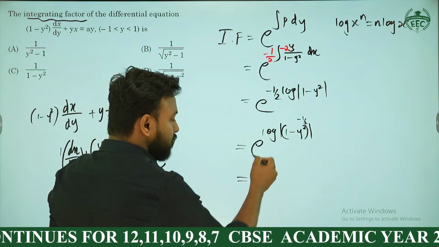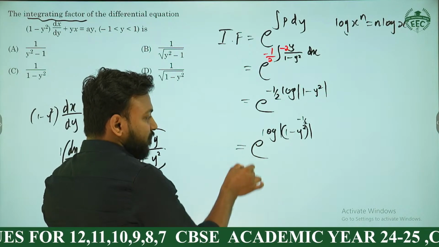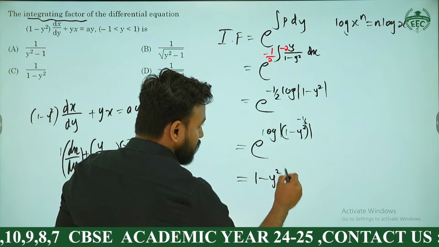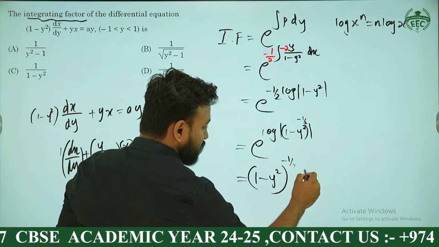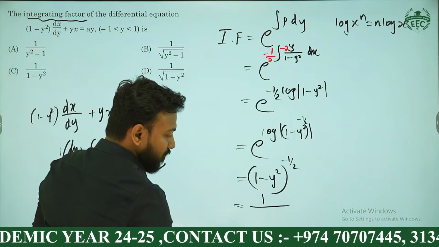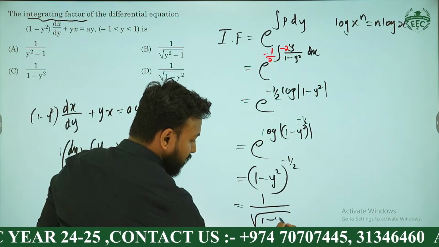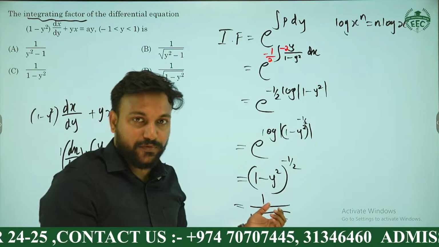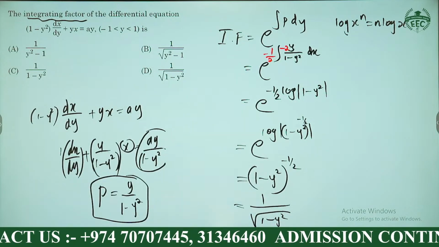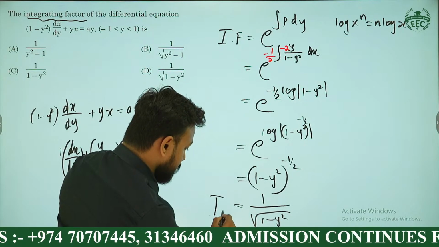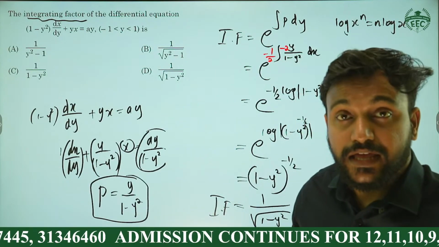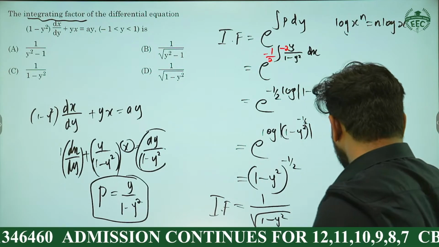So here the exponent function and log will be cancelled off, and you will get (1 - y²) to the power negative 1/2, and finally if there is a negative power, you can write 1 by root of 1 - y², the power 1/2 being the square root. This is your integrating factor. That's all. Okay, can I move to the next question?